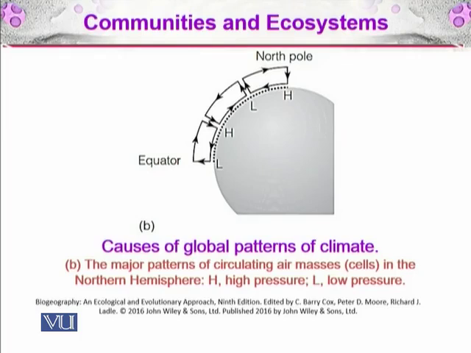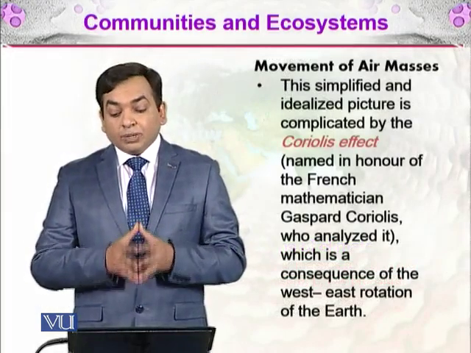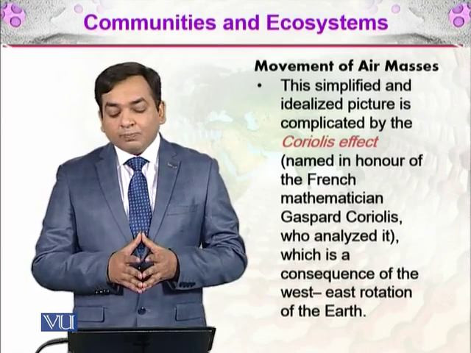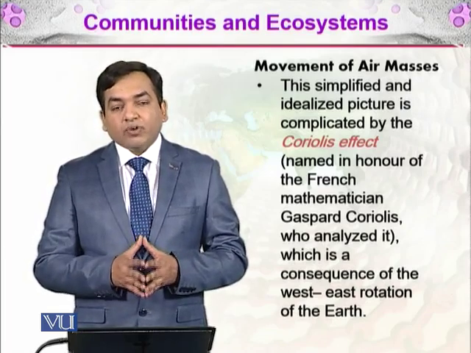At the low pressure, the air moves upward, moves towards the north, and is cooled by the air coming from the North Pole. It then goes back, either towards the poles or towards the equator. The diagram that we have just seen is a simplified and idealized picture, but it is complicated by the Coriolis effect.